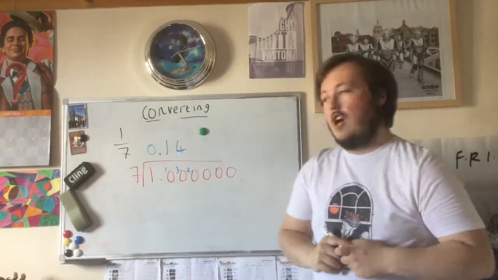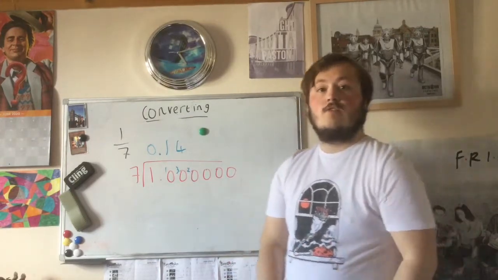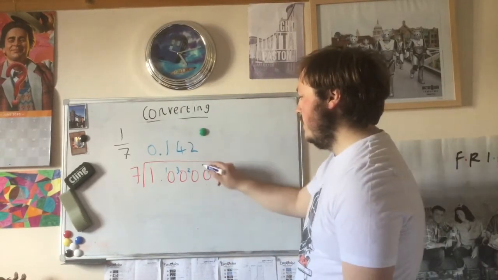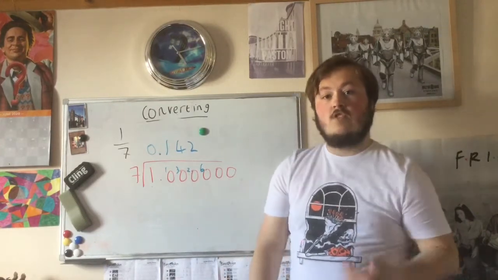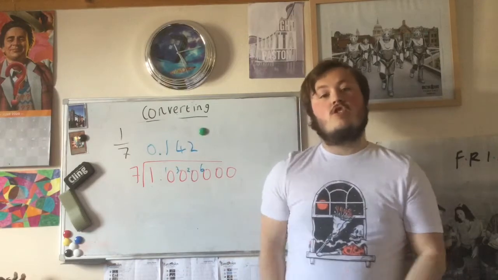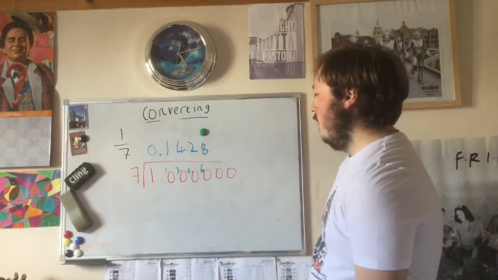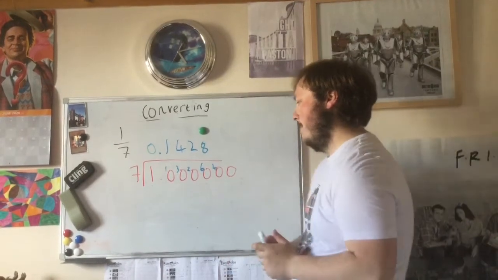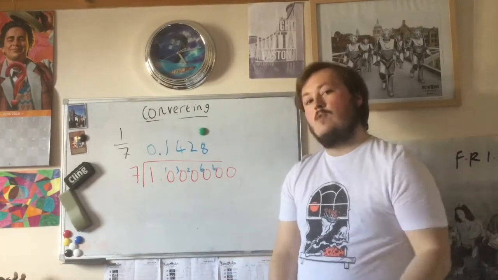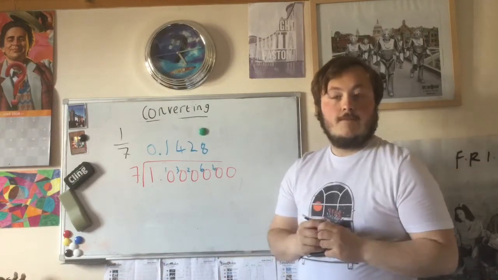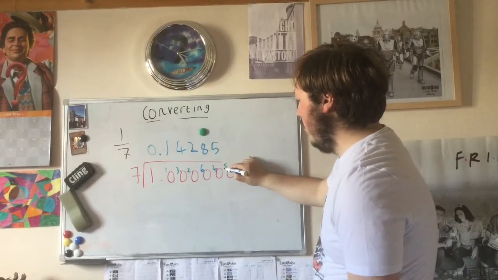How many 7s go into 20? Well, 7, 14, 21. Stop. It only goes in twice, with a remainder of 6. How many 7s go into 60? Well, 7, 14, 21, 28, 35, 42, 49, 56, 63. Stop. 8 was the highest, with a remainder of 4. How many 7s go into 40? 7, 14, 21, 28, 35, 42. Stop. 5 is the highest, with a remainder of 5.